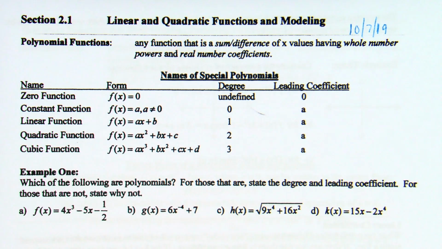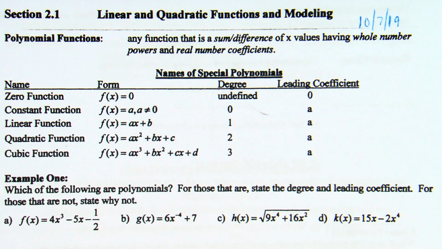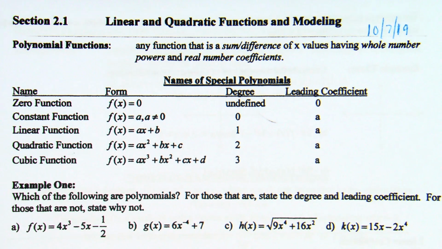So when we talk polynomials, things like x squared plus 2x plus 3, that's a polynomial. It's multiple terms added and subtracted. Something like 2x minus 5, that's a polynomial. You'll notice the specifics. It has to have whole number powers. So your exponent must be a whole number: 0, 1, 2, 3, 4, no fractions, no negatives. And real number coefficients, so we're not talking about any imaginary numbers.